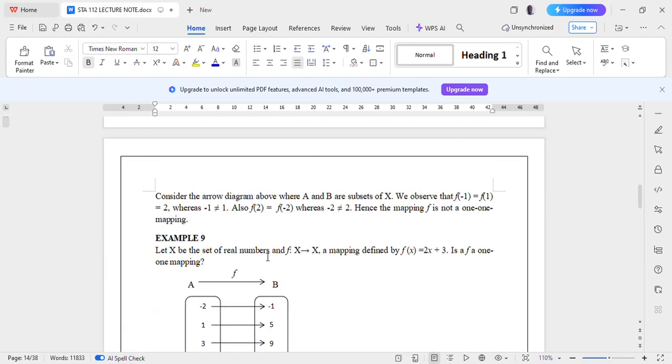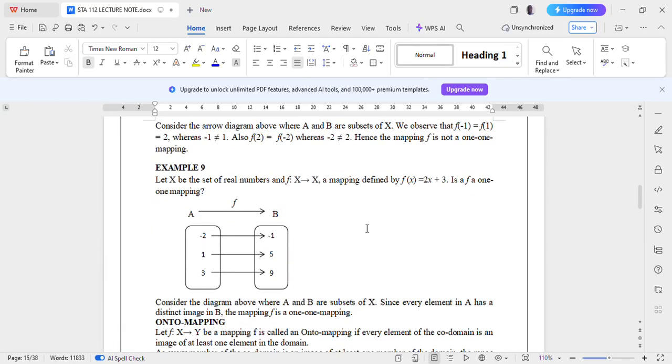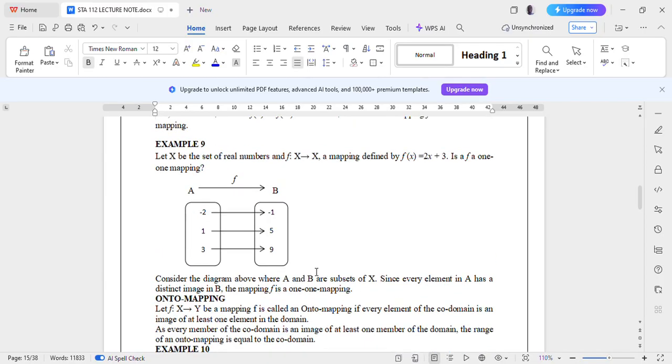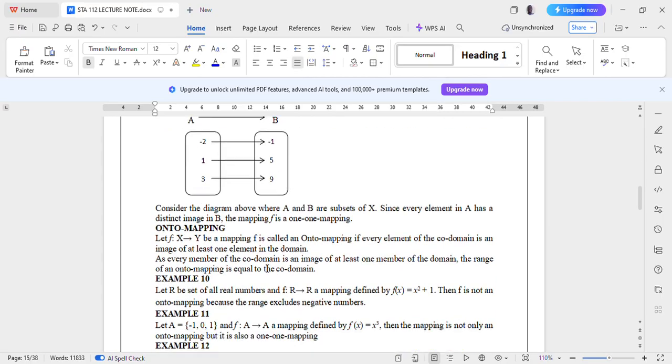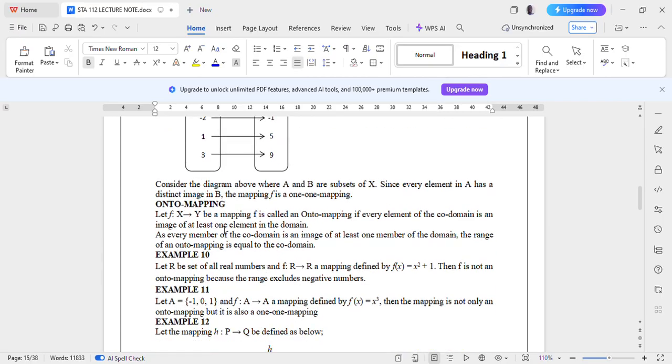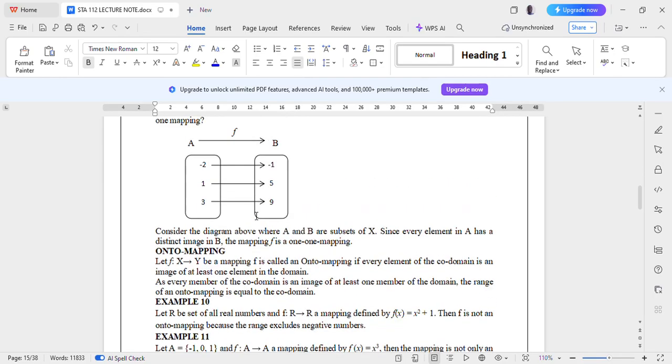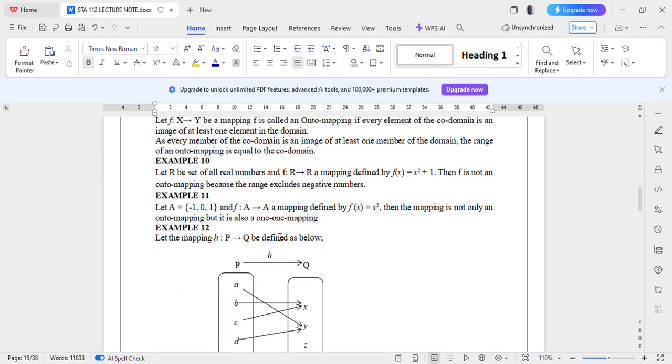So now let's look at this mapping. This is an example of one-to-one. You can see minus 2 to minus 1, 1 to 5, and so this is an example of a one-to-one mapping. Now let's look at onto mapping. For onto mapping, look at the example. If every element of the codomain is an image of at least one element in the domain, every element in the codomain is an image of at least one element in the domain.